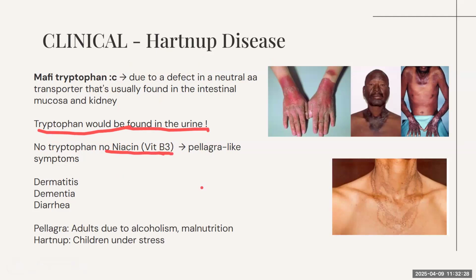Now, pellagra is dermatitis, dementia, diarrhea, okay? And you can see in the pictures, they have a dermatitis. Dermatitis is very similar to eczema, so you would see eczema-like rashes on their skin, here, on their hands. This is the picture from your slide as well. How you differentiate mainly is that pellagra happens in adults due to alcoholism or malnutrition. Hartnup happens in children who are under a lot of stress. So Hartnup is caught early on. Pellagra is a disease that's later in life due to alcoholism.